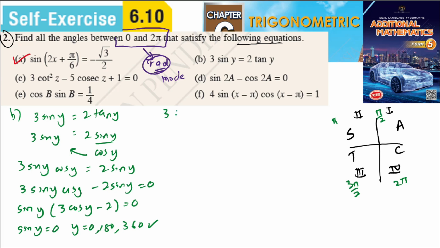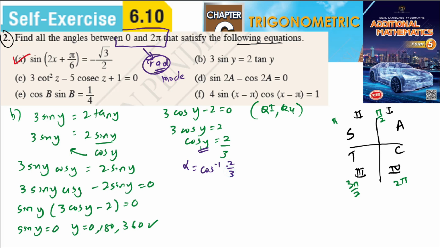So here we have 3 cos y minus 2 is equal to 0. So 3 cos y is equal to 2. Cos y is equal to 2 over 3. Okay, so we see here our cos is positive. So cos is positive in the first and fourth quadrant. So quadrant first and Q4. Okay, so now we can find what is. So here use reference angle.